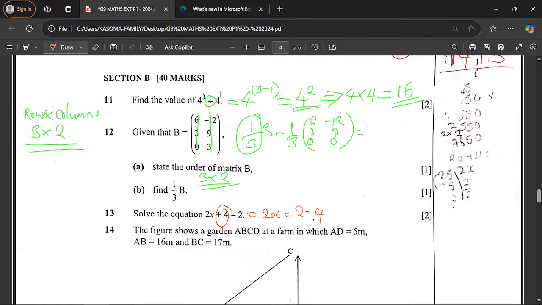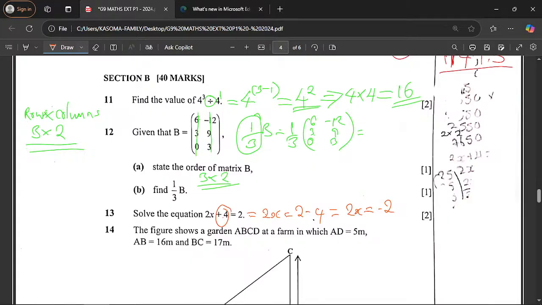Then what we do, we evaluate that. 2x is equal to 2 minus 4. The signs are different, so which number is bigger? 4 is bigger than 2, so we're going to have a negative sign as the answer. Then 4 minus 2 will give us 2. So the answer will be negative 2.